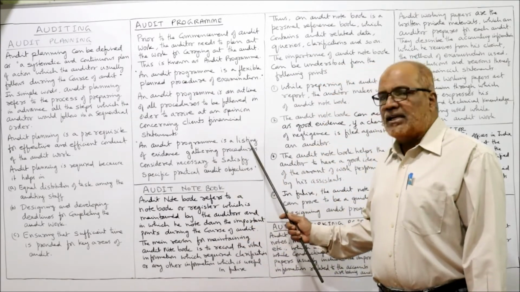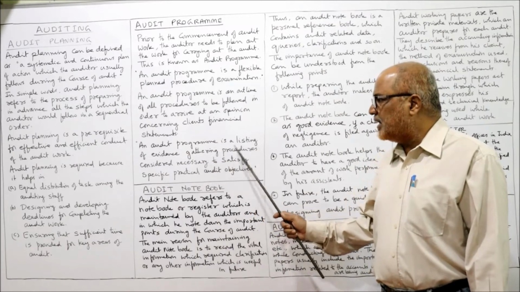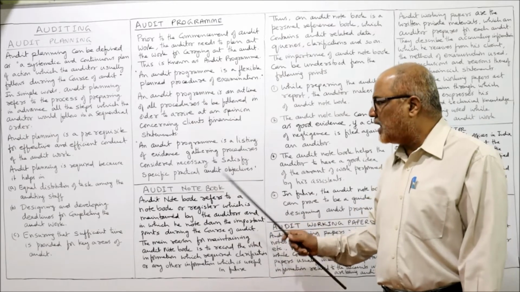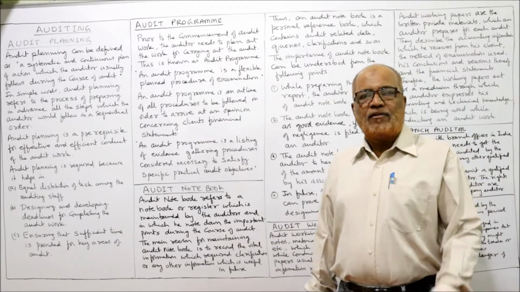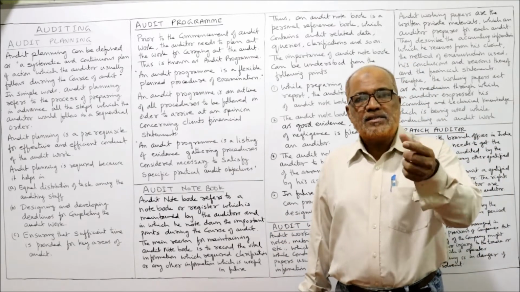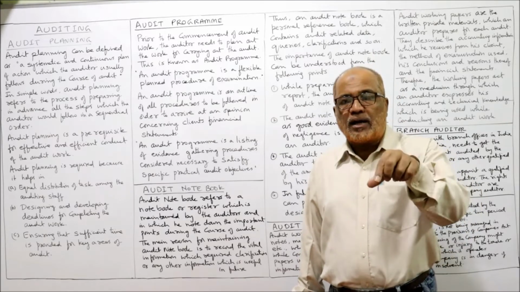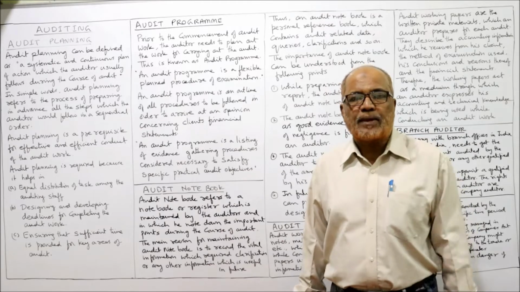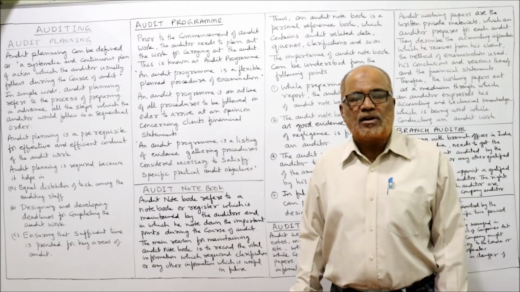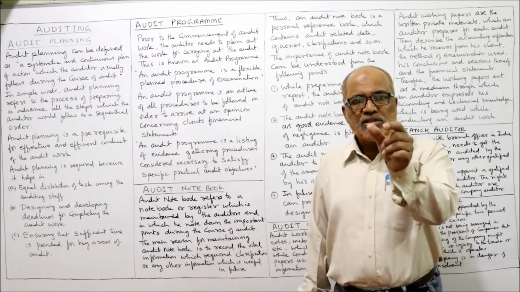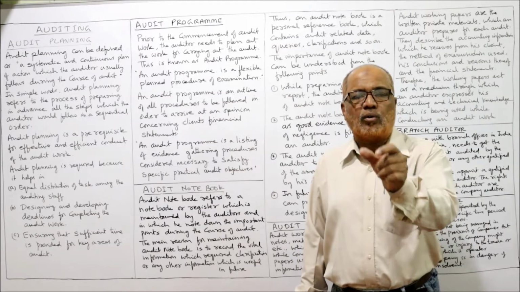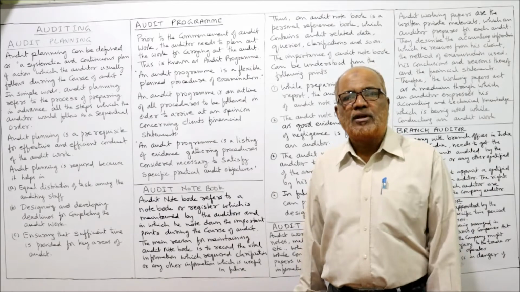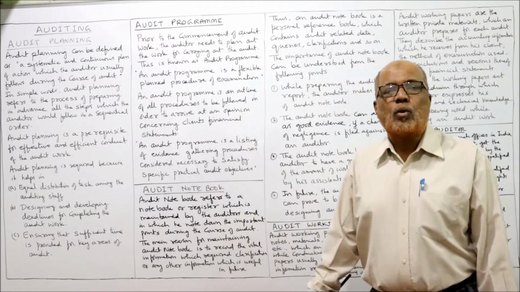An audit program is a listing of evidence gathering procedures considered necessary to satisfy specific practical audit objectives. For every task, there is some objective. So how to conduct, how to complete, how to attain that objective, a specific procedure is there. For example, watching the documents, verifying the documents. So what is the procedure? How to conduct the verification in order to successfully achieve the objective? So this is the audit program.